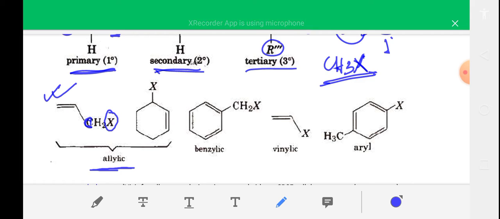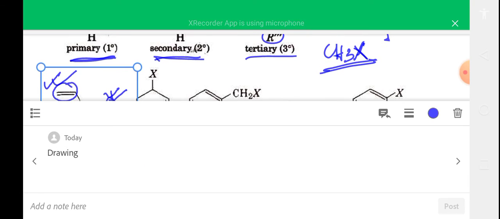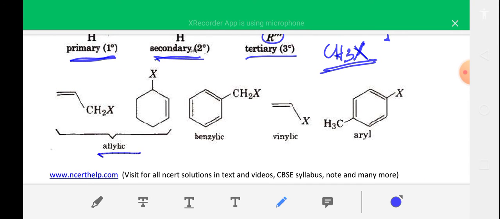Okay, if the halogen atom is present at the carbon atom which is next to the double bonded carbon, this is the double bonded carbon, and the halogen atom is attached with this carbon which is next to the double bonded carbon, so this is an example of allylic haloalkanes. The general structure of allylic haloalkane is CH2=CH-CH2-X. The halogen atom is attached to the carbon atom which is next to the double bonded carbon. And this is also an example of allylic haloalkanes.